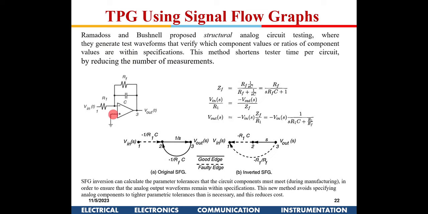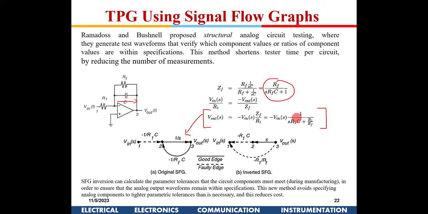Here, for this particular circuit, this is the transfer function: V in by R1 is equal to V out by this impedance, which is RF by C. This entire thing is RF in parallel with the capacitance, right? So I can write a transfer function in this particular format, and from the transfer function I make the graph.